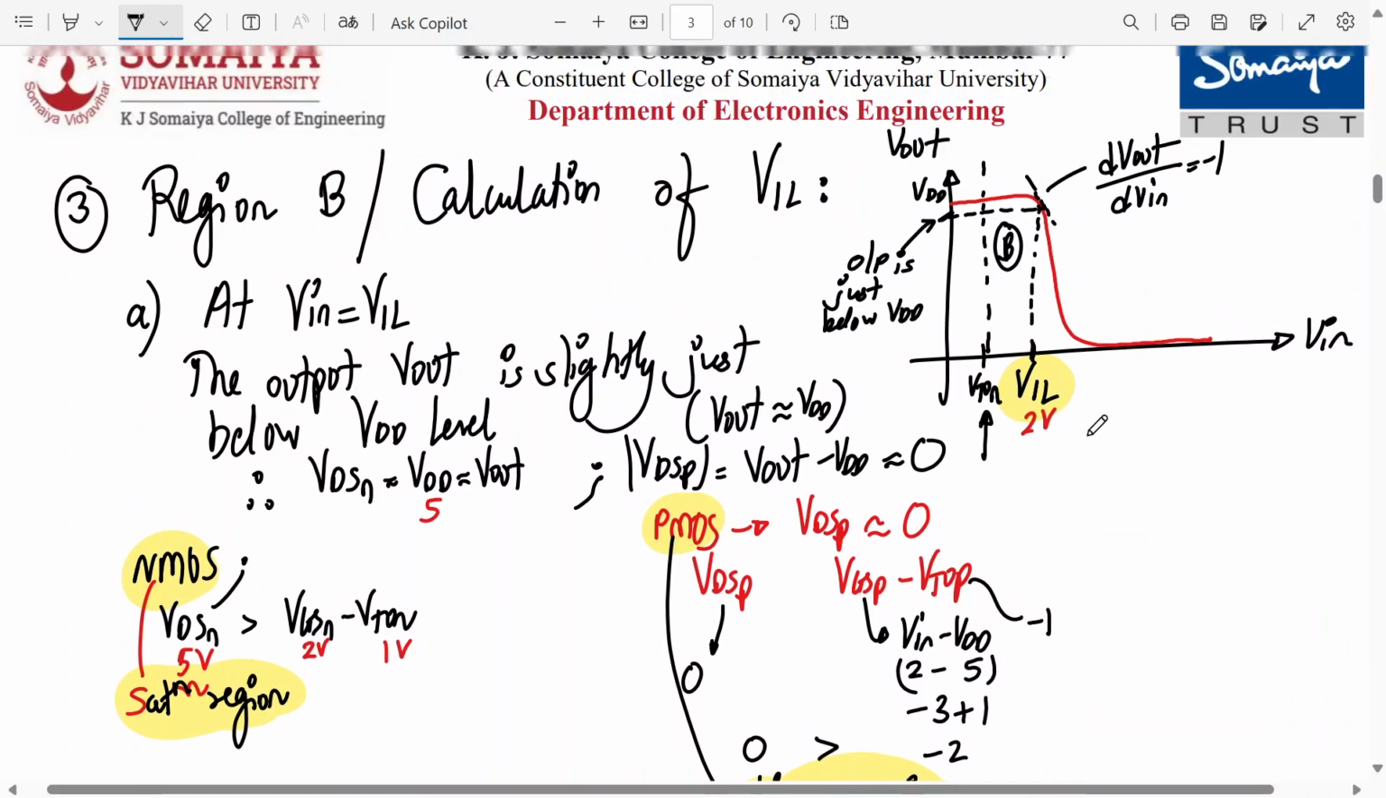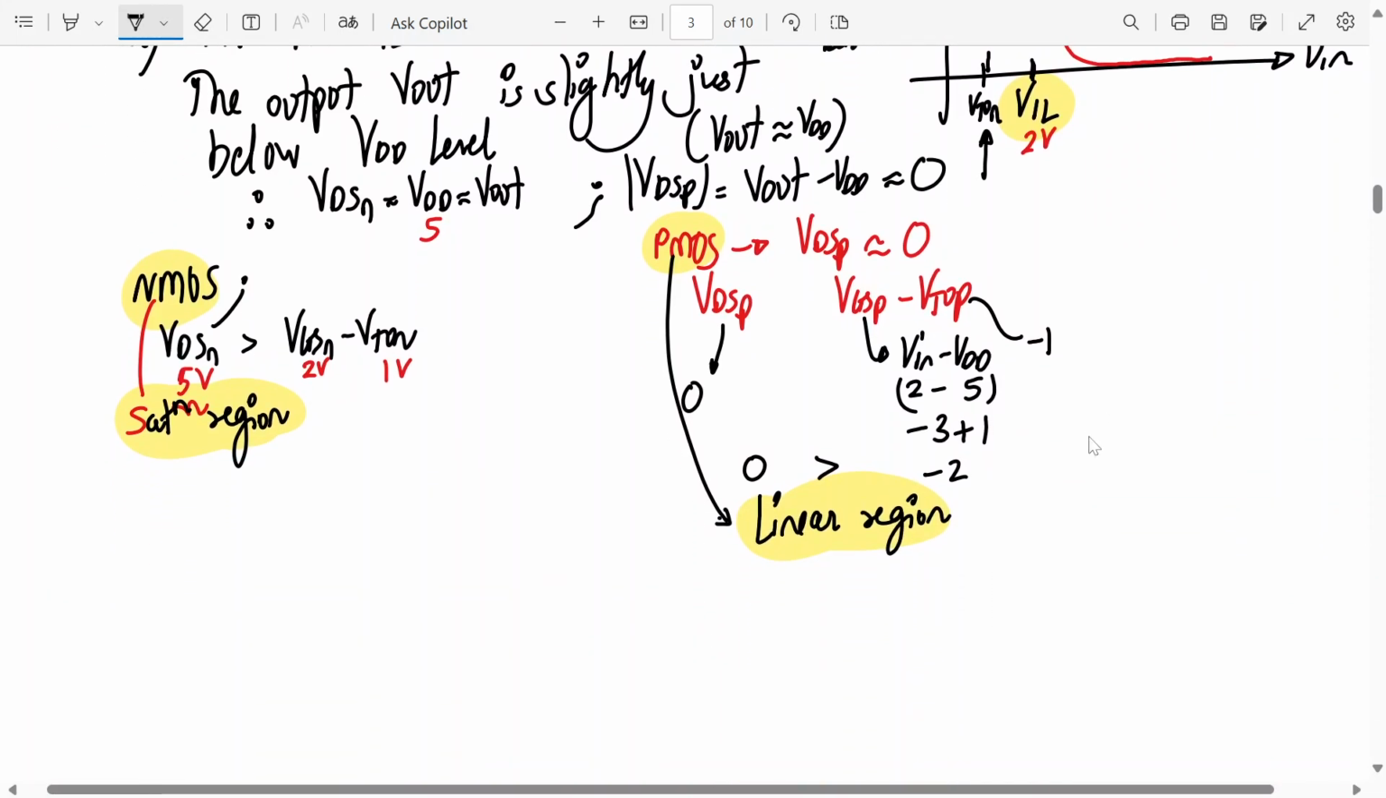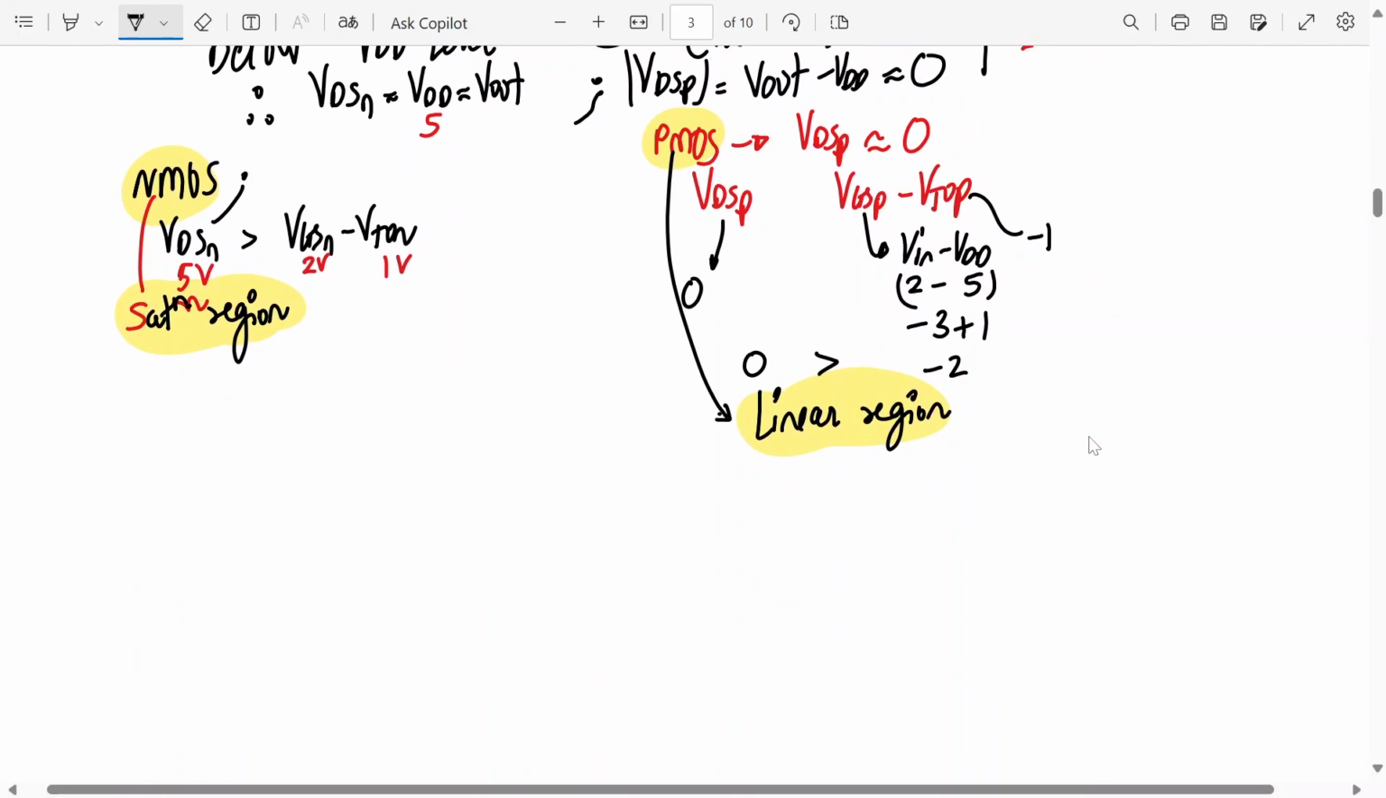Alright, so let's apply KCL to the CMOS inverter. Applying KCL, what do we get? This point is B. So we can write IDP. PMOS is in the linear region, right?